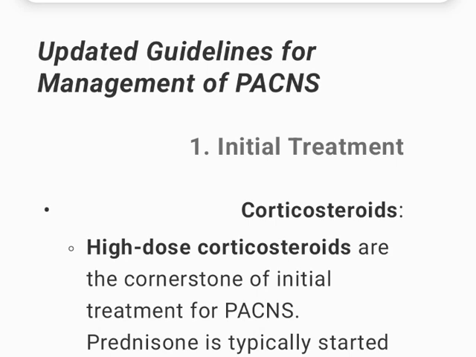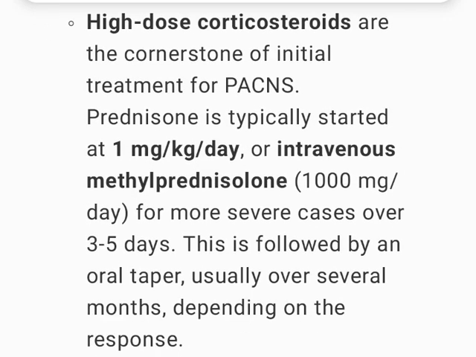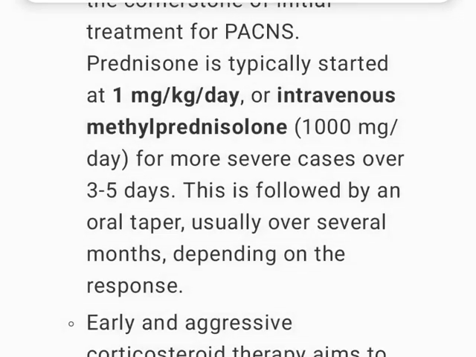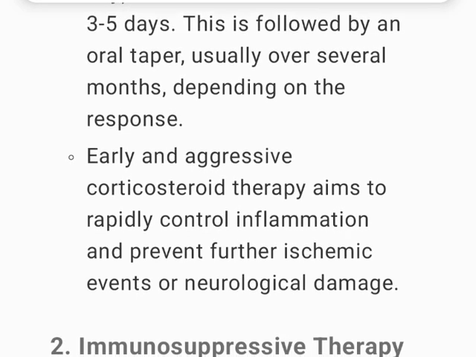1. Initial treatment. Corticosteroids. High-dose corticosteroids are the cornerstone of initial treatment for PACNS. Prednisone is typically started at 1 mg per kilogram per day, or intravenous methylprednisolone, 1 mg per day, for more severe cases over 3 to 5 days. This is followed by an oral taper, usually over several months, depending on the response. Early and aggressive corticosteroid therapy aims to rapidly control inflammation and prevent further ischemic events or neurological damage.